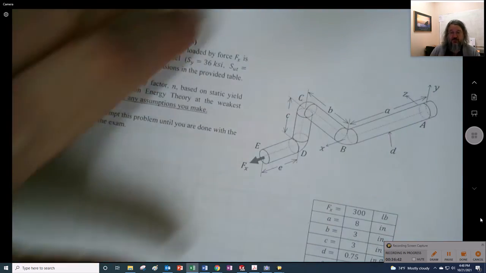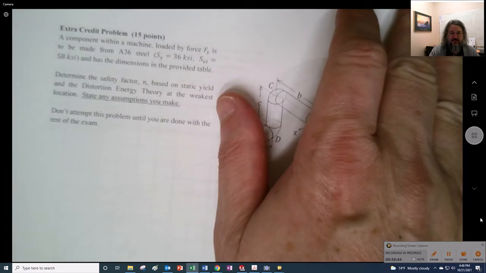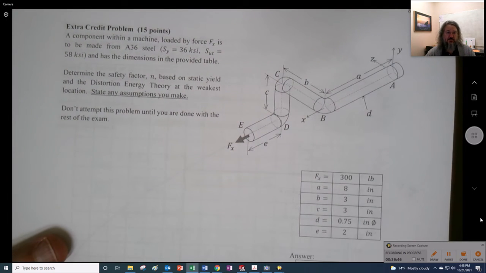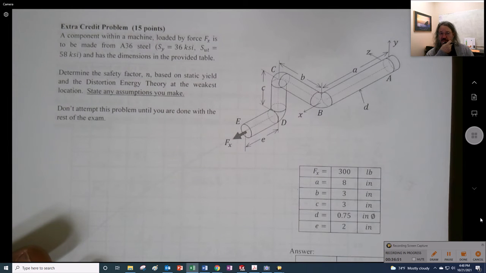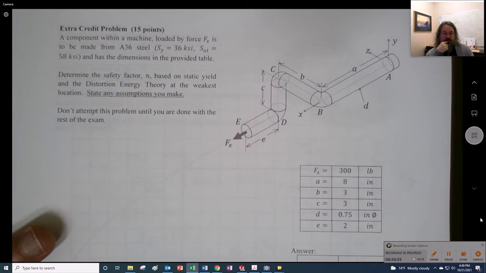All right, so we have this little doohickey right here, and we have to decide. We wanted to design. I said determine the safety factor based on the static yield and the distortion energy theory at the weakest location. So we have to kind of decide where the weakest location is.